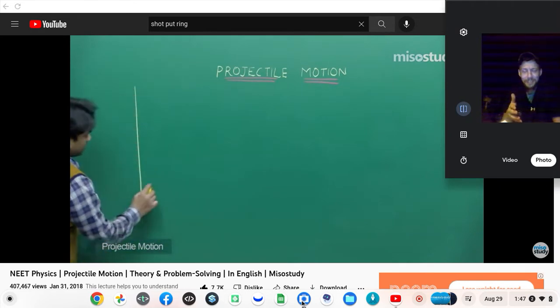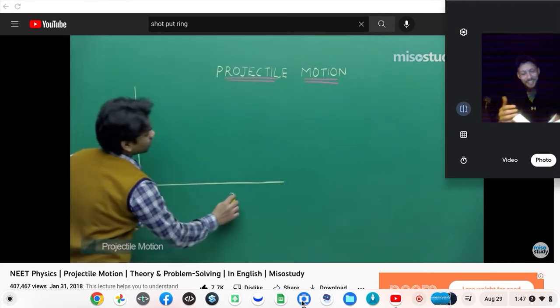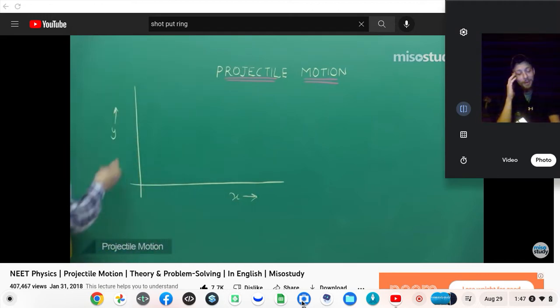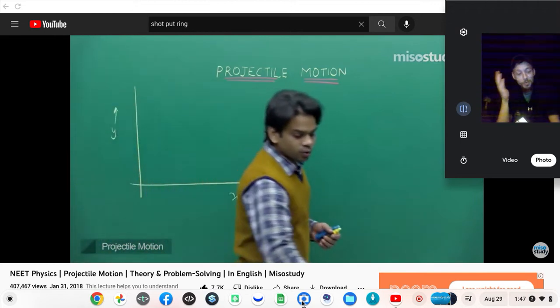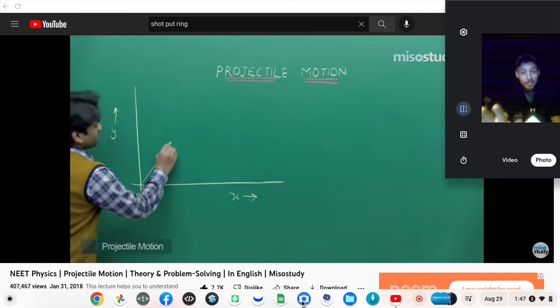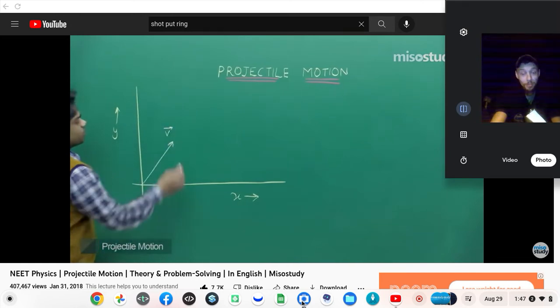Let us say the horizontal displacement is given along the x-axis and the vertical displacement is given along the y-axis. The particle is moving along P in two-dimensional space, and it is projected in this direction. This is the initial velocity which is given to the projectile.